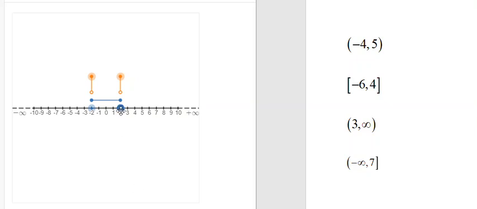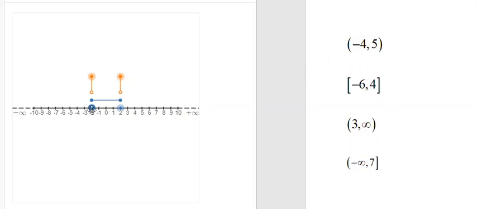Okay, so I want to show you how to graph these four inequalities using the palette that's in Knewton Alta. All right, so let's look at the first one. I'm looking at the one that's going from -4 to 5, open parentheses on both sides.